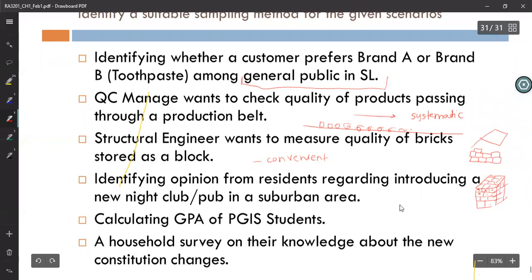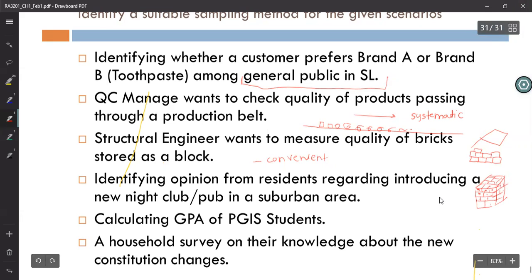Another one is if you think about the racks in a library or even in the hospitals, the patient records, you have very high racks and the files are stored. So sometimes if you don't have a ladder, you can't access the files in the very top rack. In that case, you only pick the files from the very middle of the rack where you have the accessibility, right? So that is also convenient sampling.